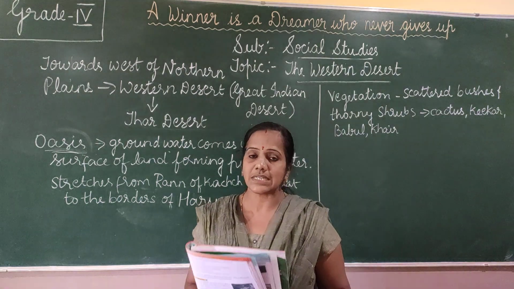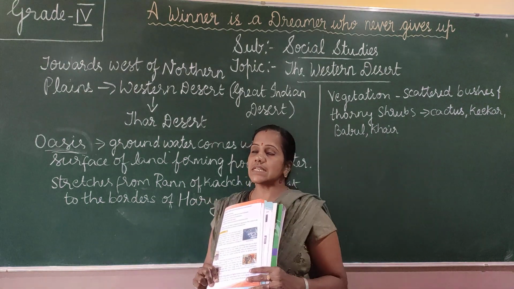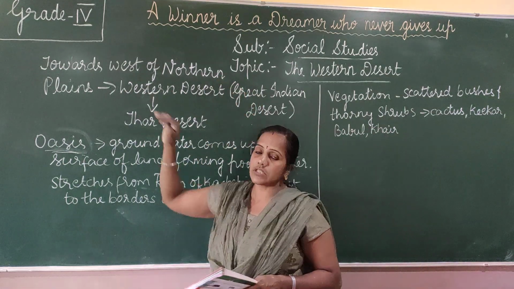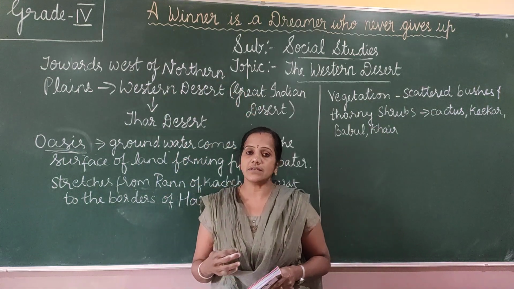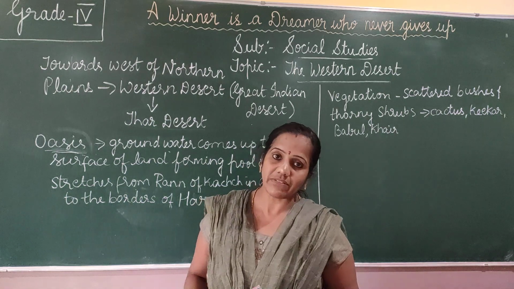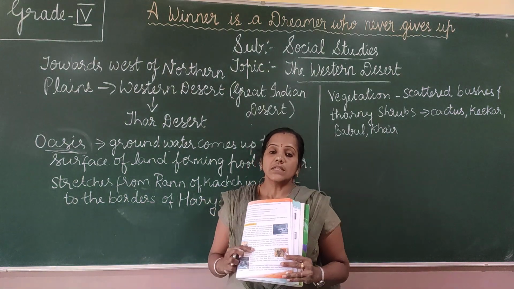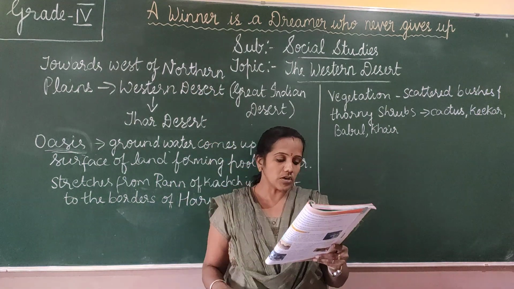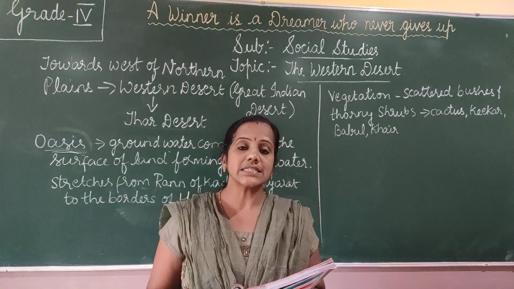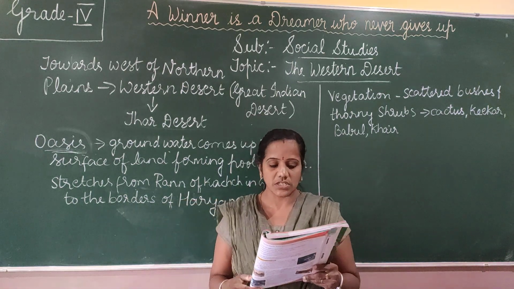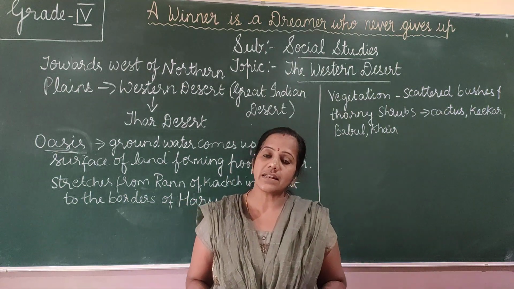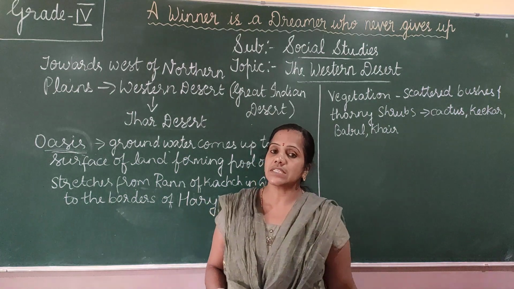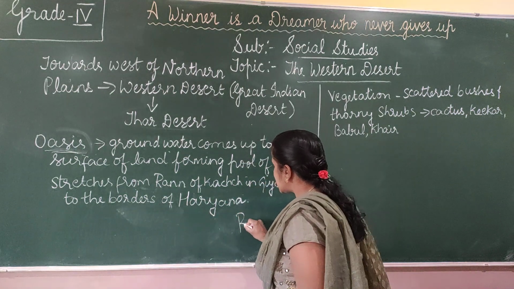This is the western desert. It lies towards the west of the northern plains. We already learned about the northern plains in the previous class, right? India has a large desert region towards the west of the Aravalli Hills in Rajasthan. It is located in the state of Rajasthan.